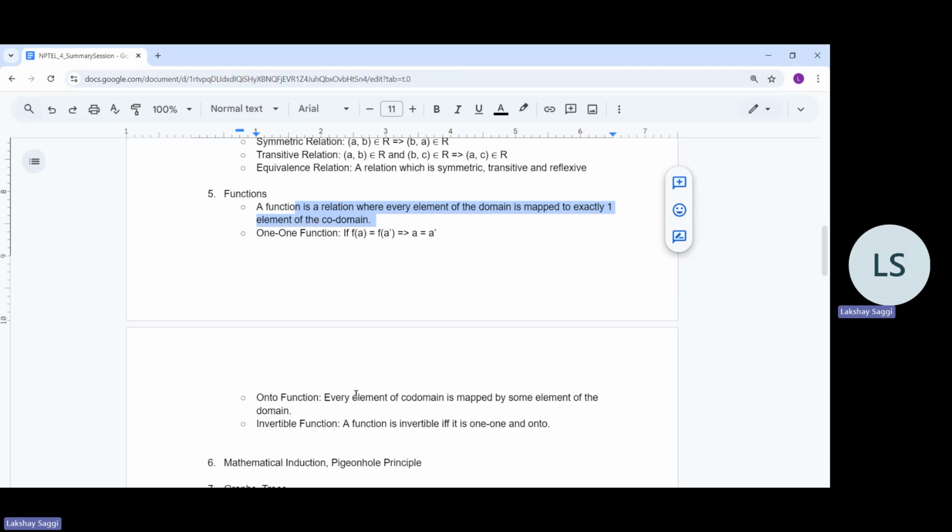Similarly, what's an onto function? An onto function is a function where every element of the codomain is mapped by some element of the domain.